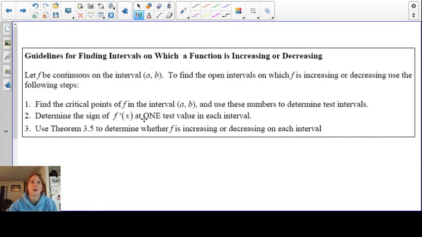Alright, so today we're going to talk about finding intervals of increasing and decreasing. So first what we do is we find the critical points, and then we use them to do the interval test. Then we determine the sign, and then we see if it's increasing or decreasing. So this is one of those that needs hands-on practice.